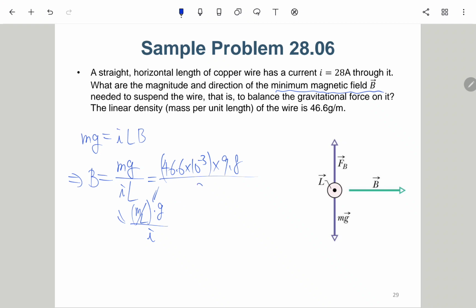Okay, we don't have the L. This 46.6 gram per meter is the linear density, mass per unit length. So it should be m over L to be this value. In this case, B is 1.6 times 10 to the minus 2 Tesla. Okay, so it is simply like that.